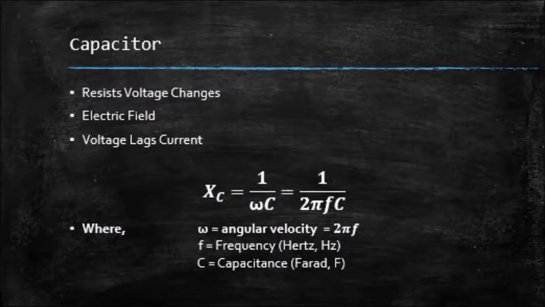A capacitor is a device that stores charge in the form of an electric field and strongly resists voltage changes, and thus voltage lags current. The reactance of a capacitor, Xc, is equal to the inverse of the angular velocity times the capacitance, or the inverse of 2 pi times the frequency times the capacitance.